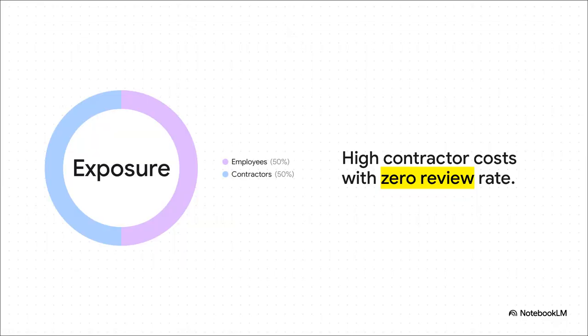Or, consider this scenario. As an advisor, what if you spot a rising contractor to employee cost ratio, coupled with a 0% contractor classification review rate? That specific combination is a giant red flashing light. It screams unchecked misclassification exposure. You're spending more and more money on contractors, but nobody has reviewed a single one against IRS tests. That tells you an audit disaster is brewing long before the IRS even gets involved.